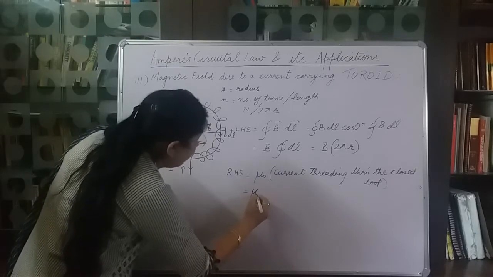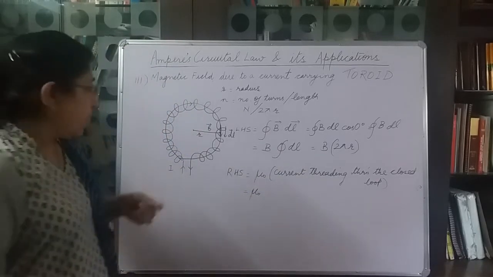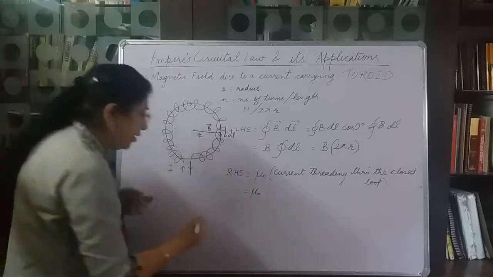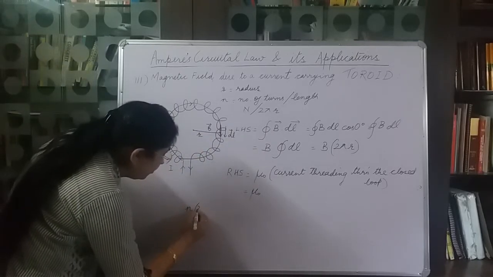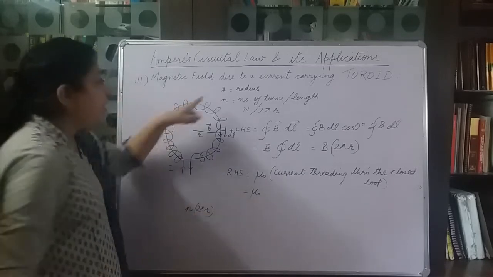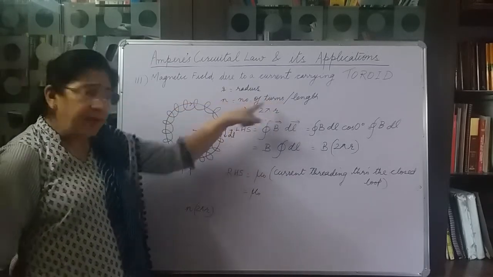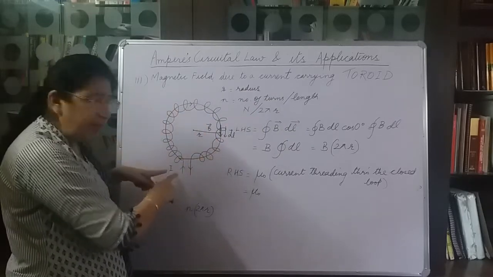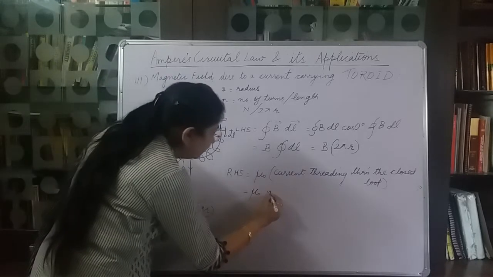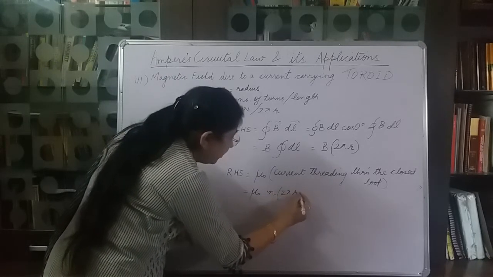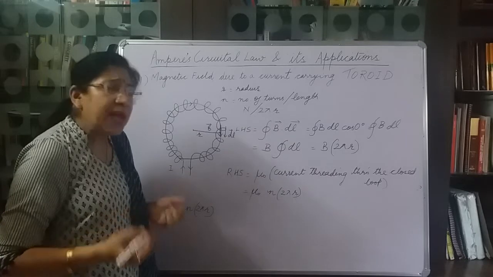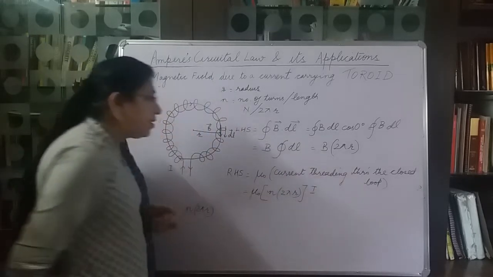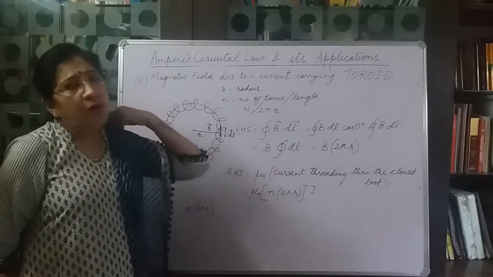Now what is the current threading through the loop? What is the number of turns in the Amperian loop? The number of turns in the Amperian loop will be n into 2 pi r, n being the number of turns per unit length and the circumference being 2 pi r. The number of turns here will be n into 2 pi r, and the current in each turn is I. So we can write it here I. This is the current threading through the closed loop.